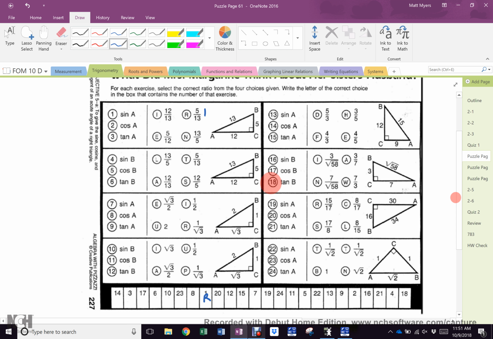Easy peasy lemon squeezy. What is the cosine of A? So what's adjacent to A? 12 over 13, which is I. That's a number 2. So every number 2 gets an I. There's one right there. Okay. Number 3, tan of A. Opposite over adjacent. 5 over 12. E. Every 3 gets an E.